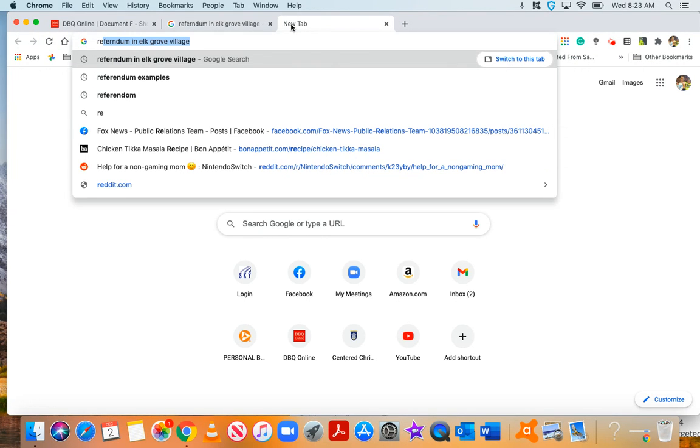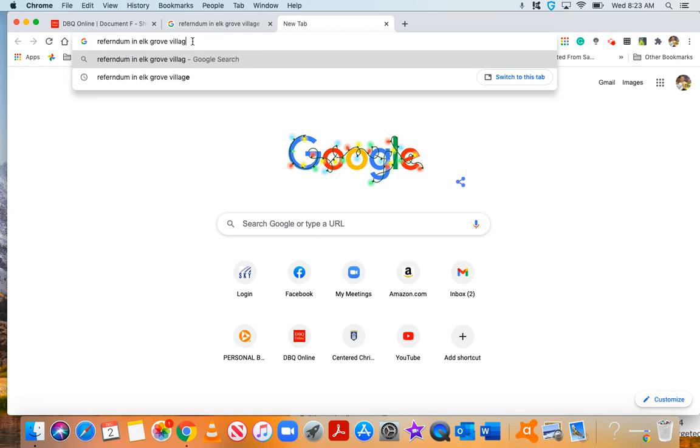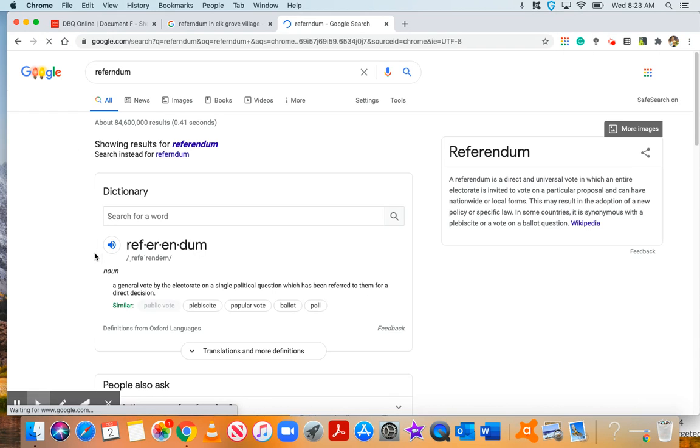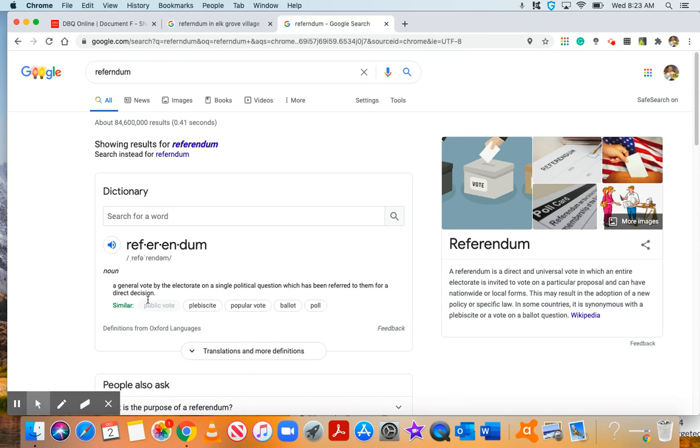Well, how would I look it up? If I just Google referendum, let's see, I'm not going to do the whole Elk Grove yet. Let's just look up the definition. What is a referendum? Here's the definition. It's a general vote by the electorate, so a voter like you and me, on a single political question, which has been referred to them for a direct decision. So in other words, a referendum is going to ask you a specific thing that you want to do or not do, or have in your town or not have in your town.